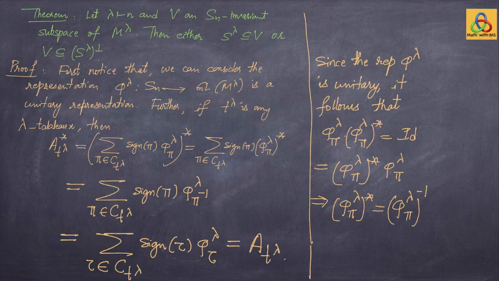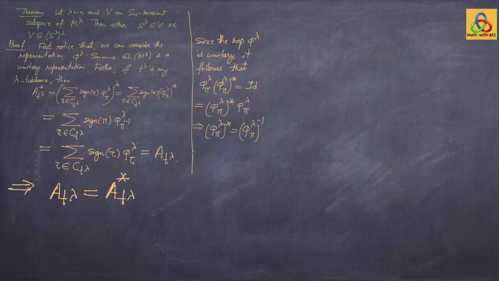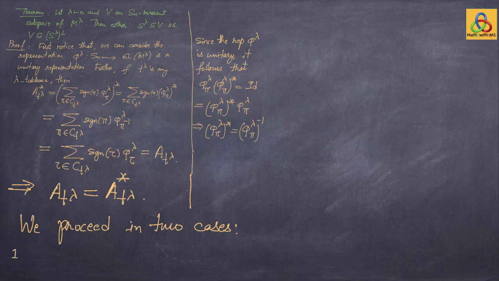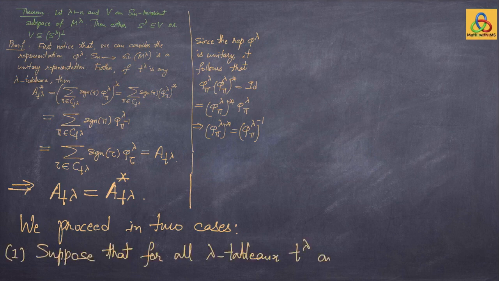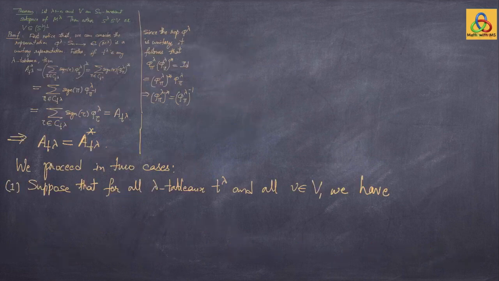What does this show? This shows that the operator A of T lambda is a self-adjoint operator. So this fact we are going to use to prove the theorem. We proceed in two cases. The first one is as follows. Suppose that for all lambda tableaux T lambda and all vectors V belonging to this vector space V, we have that A of T lambda of the vector V is 0.